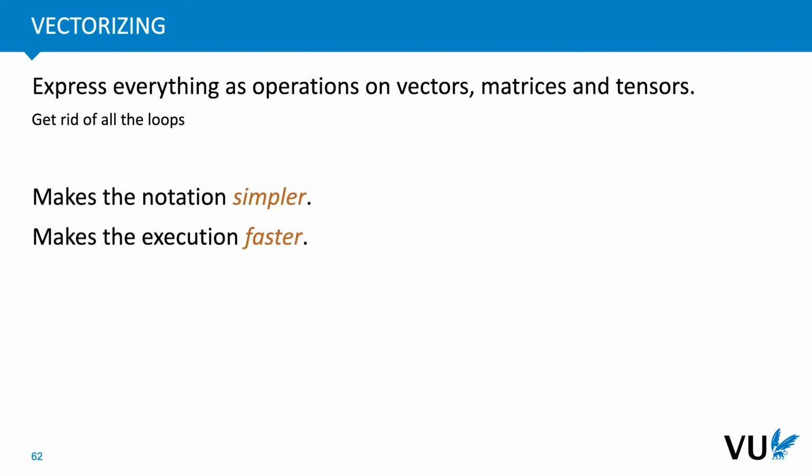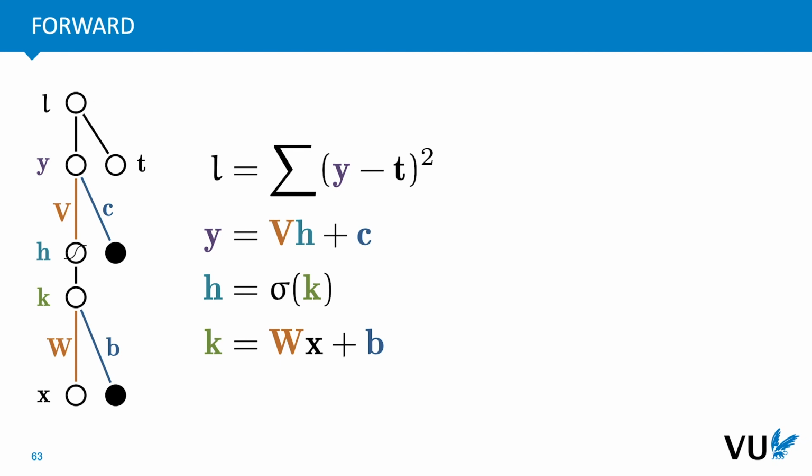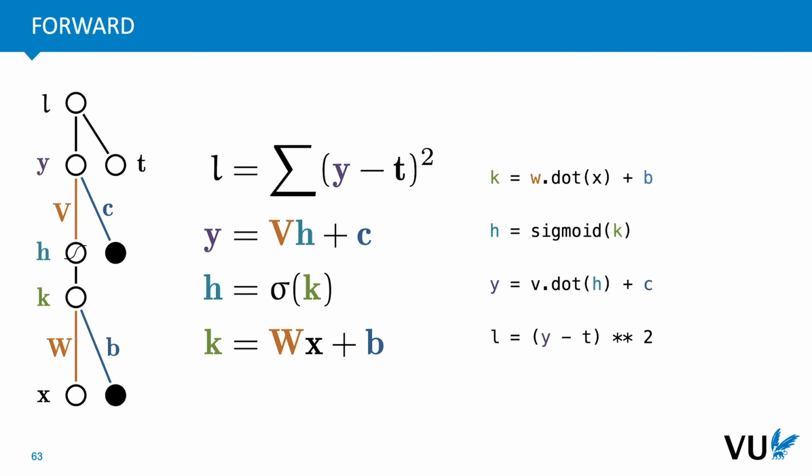We call this process vectorizing, basically the idea of taking an algorithm that we have, expressing it as a sequence of linear algebra operations, trying to remove as many loops as we can. And we do this to make the notation simpler and to make the execution faster. Basically, in terms of vectors and matrices, the modules of our feed-forward neural network now look like this. And if you implement this in pseudocode, it looks like this. And if you do this in NumPy, it actually looks a lot like this.